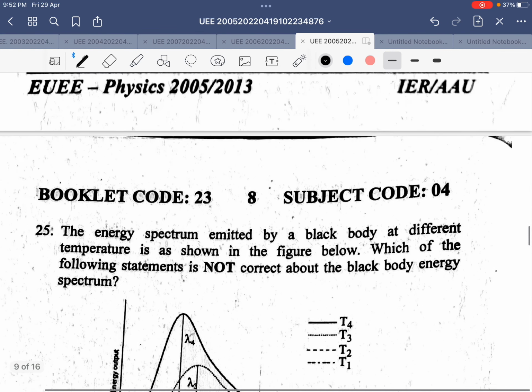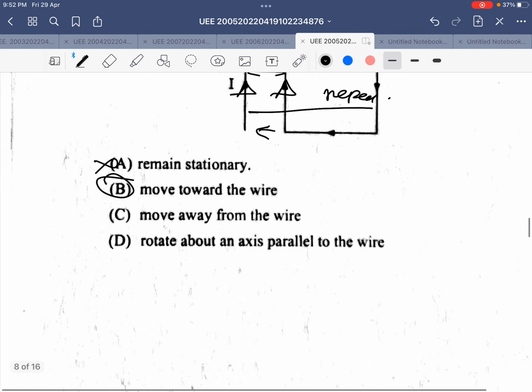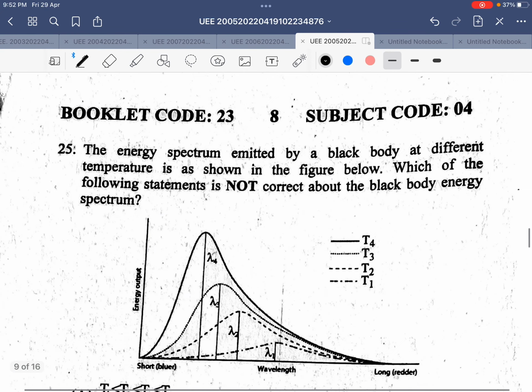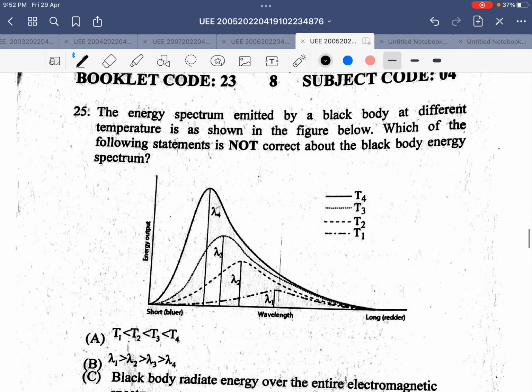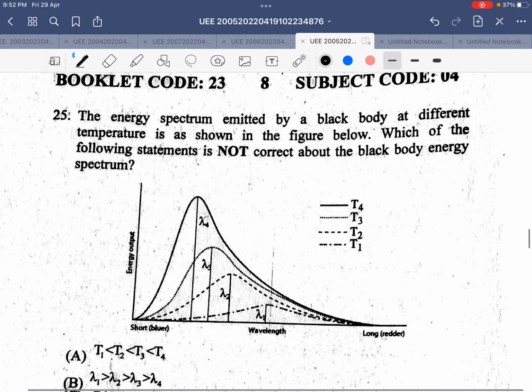Question number 25. Okay, this is question number 25. The energy spectrum emitted by a black body.